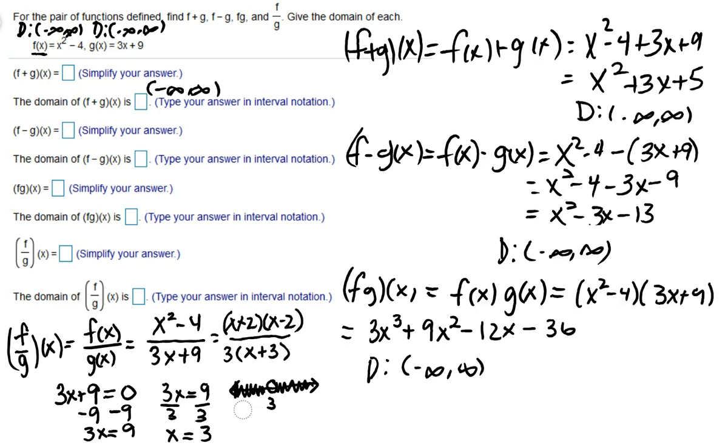I want to draw an interval for the left side here, the shaded region on the left side. That goes from negative infinity to 3. And I want to write an interval for the right-hand side, the shaded region. That goes from 3 to infinity. And I'll put the union sign between those two. So that's our domain of f over g. Negative infinity to 3, union with 3 to infinity.